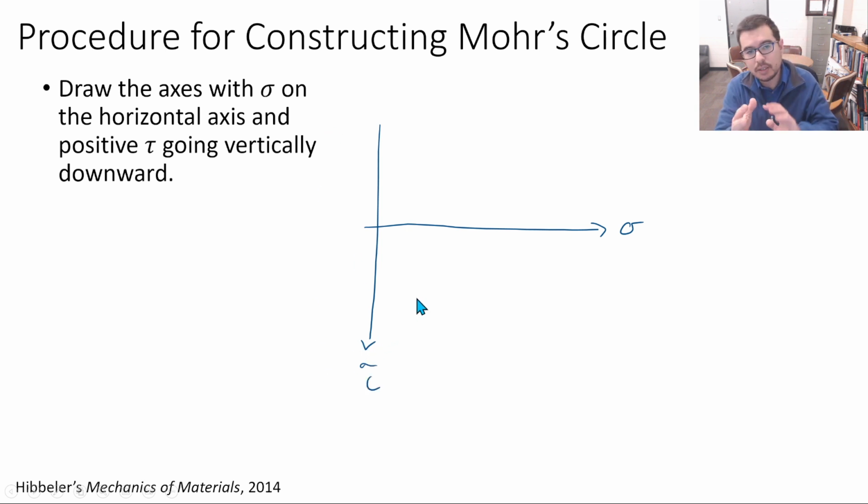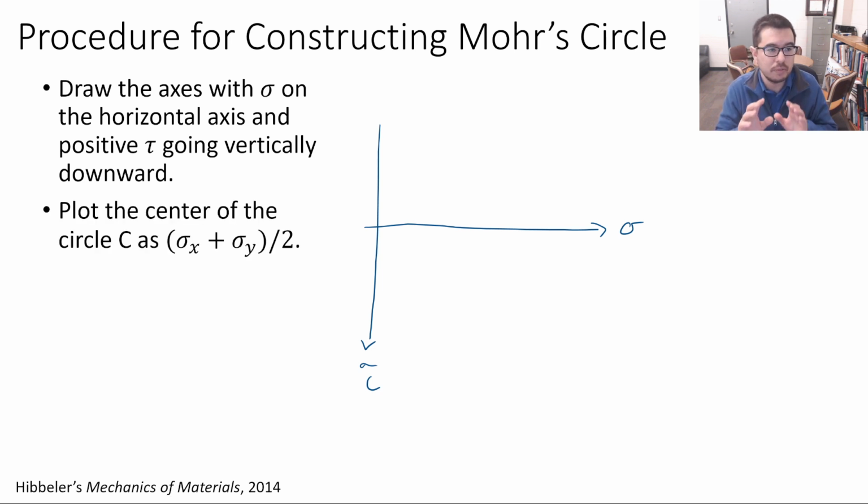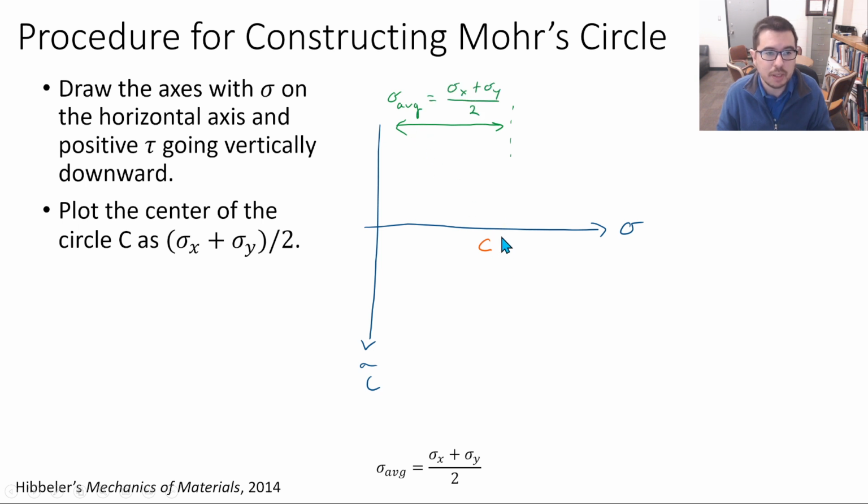Then you just had an example where you got to calculate out the center of the circle as being the average of whatever sigma x and y you might be given. So we go ahead and calculate that out, and then we can plot it out as shown here. Okay, so this will become the center of Mohr's circle.